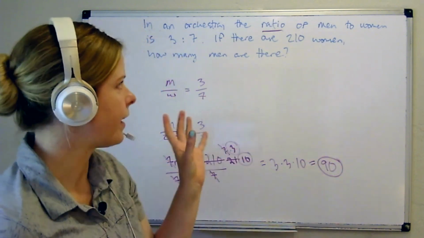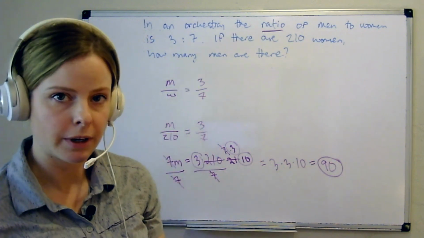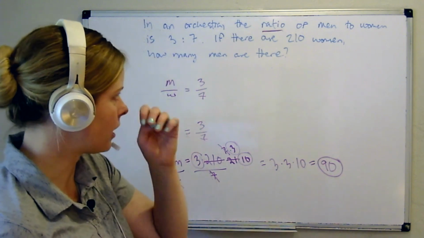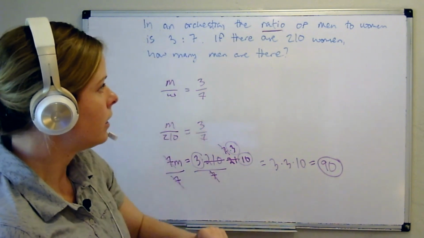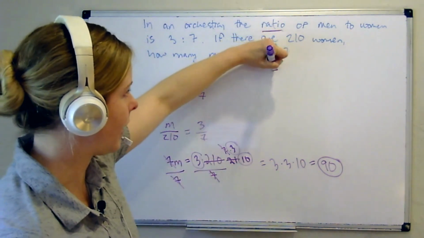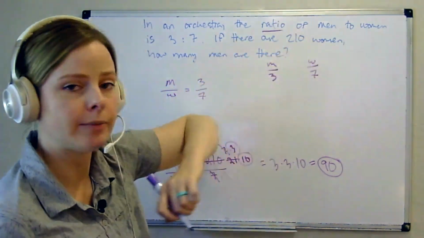Now, this is a totally viable way of solving the question, but I want to give you another thing to think about that will come in handy for more difficult ratios questions, which is to think of the concept of a multiplier. So if you're thinking about this orchestra, let's say it's a tiny orchestra and the actual number of men is just 3, and the actual number of women then would have to be 7.